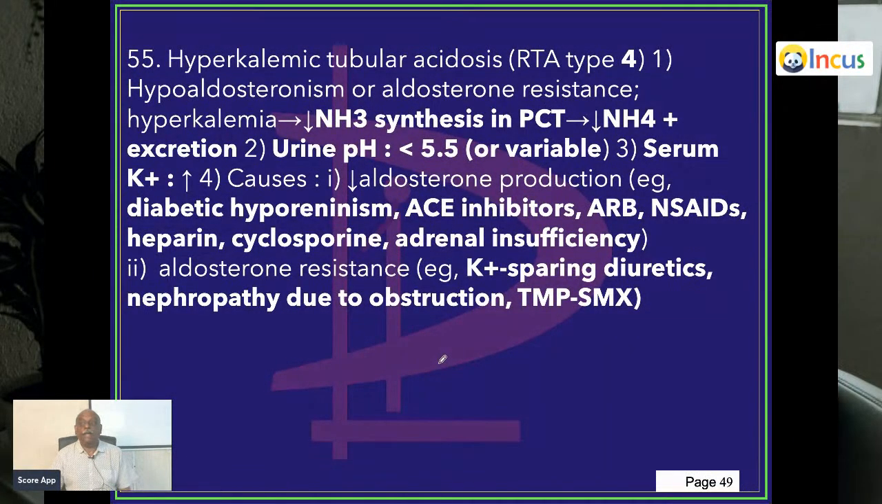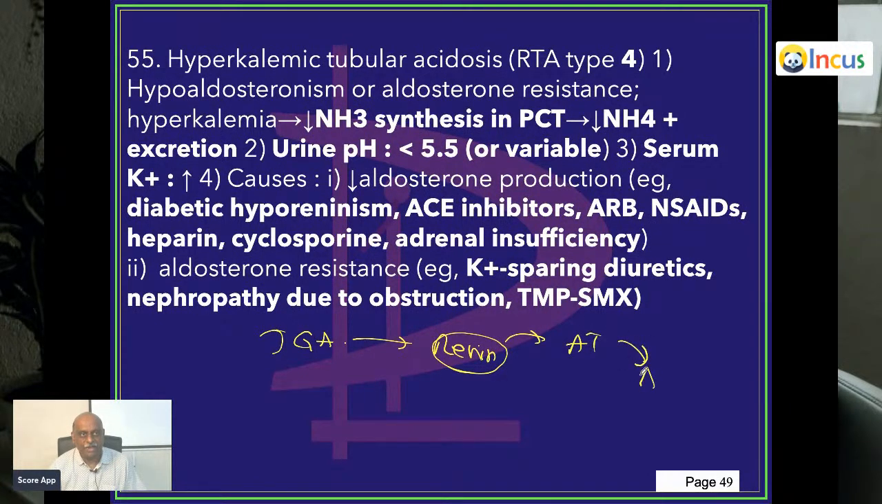Now, hyperkalemic tubular acidosis, called renal tubular acidosis type 4. Type 1 and type 2 have hypokalemia, but type 4 will have hyperkalemia along with acidosis. So what is the reason for it? You all remember yesterday we discussed the juxtaglomerular apparatus. What does it produce? Renin. Renin produces angiotensin. Angiotensin produces aldosterone.